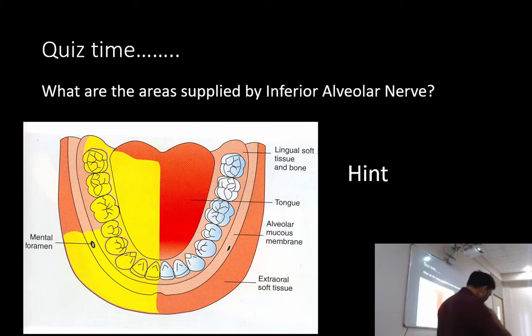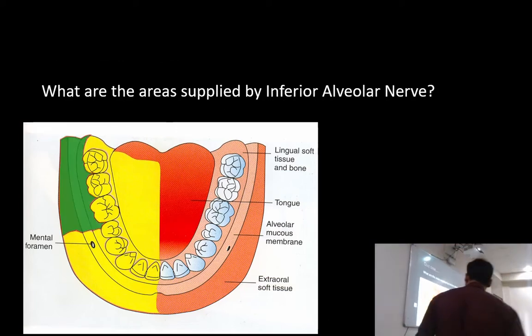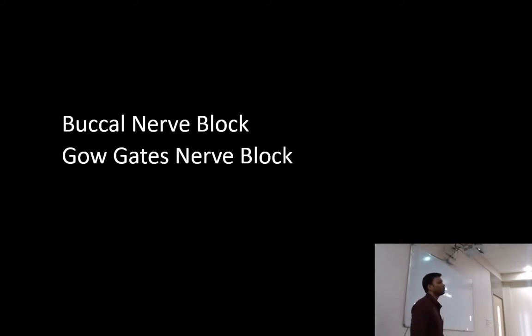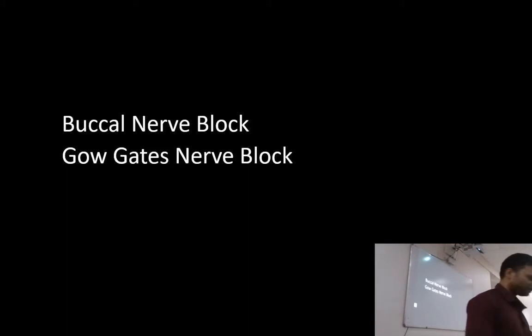Right? But do you see this area? What about this area? इसमें अगर हमें कुछ सर्जरी करना है, or in case of surgery, if we want to extract these teeth, we are going to manipulate this buccal soft tissue in the molar region also. उसका क्या होगा? So for that, we have buccal nerve block and Gogate's nerve block. Okay. So first we'll talk about the buccal nerve block.